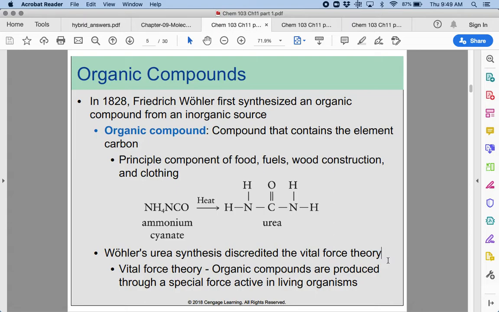And the concept of the vital force theory was that all organic compounds are produced through a special force active only in living organisms. So there was something special about living organisms, and only living organisms could produce organic compounds that were found in them. And so this was the first time that we found out that this special force doesn't exist.